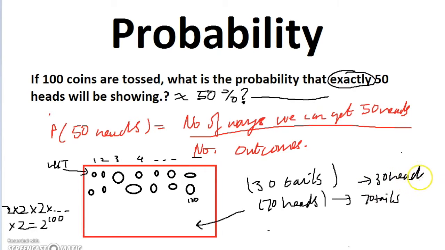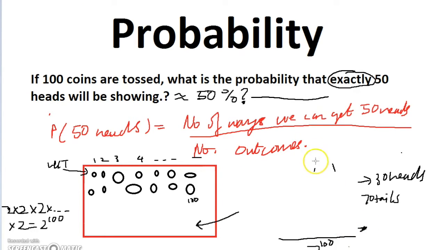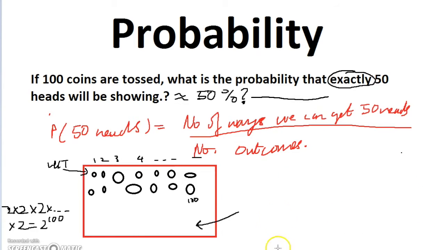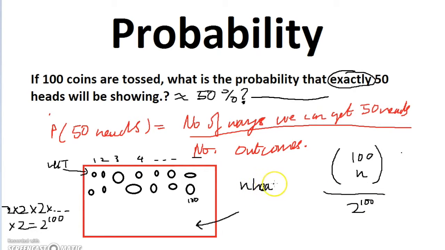How many ways are there of choosing 30 coins from this pile of 100 to have tails? Well, that's just 100 choose 30, isn't it? And divided by the total number of outcomes, 2 to the 100. And in general, the number of ways of getting exactly n heads, you may guess now that it looks very similar. It's just 100 choose n over 2 to the power 100. That's the probability of getting n heads.